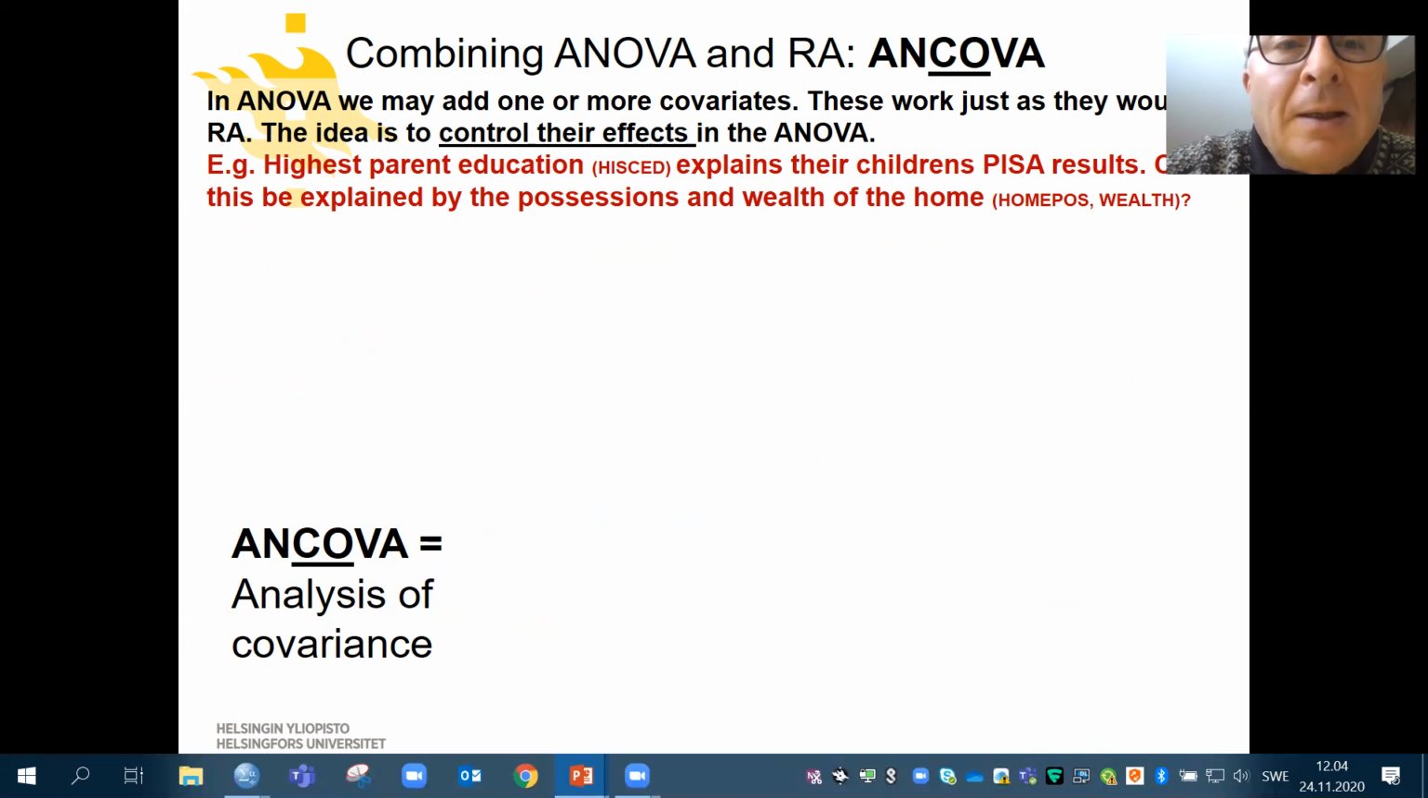One more thing to be interested in. We have spoken about ANOVA and about regression analysis, but there's a conjuncture where these both are working together. So in ANOVA, there is a possibility of adding what they call covariates, and those are kind of regression terms.